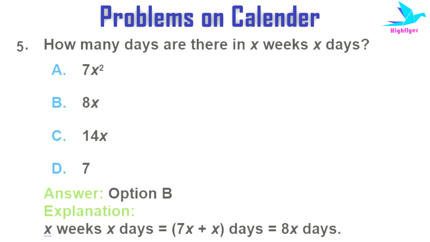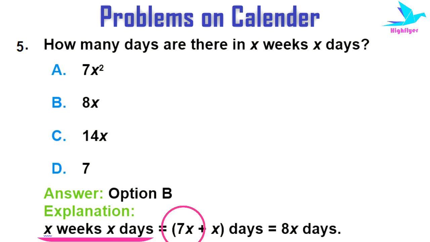Next question. How many days are there in x weeks, x days? The options are 7x squared, 8x, 14x or 7. The right option is option B, 8x. Let's see how. Now the given question is x weeks and x days. Now in place of x weeks, we'll put 7x because we have just converted weeks into days and every week equals 7 days. So it will be 7x plus x days. That means 7x plus x total days. That is equal to 8x days.